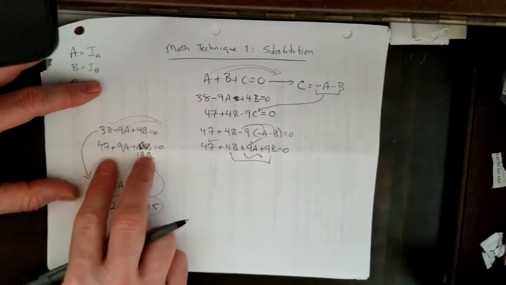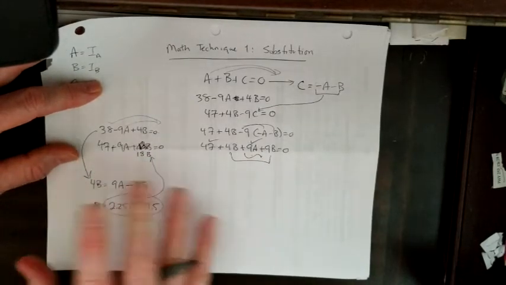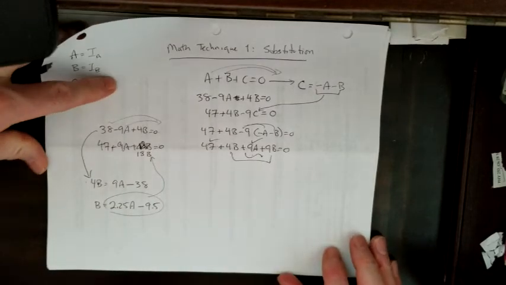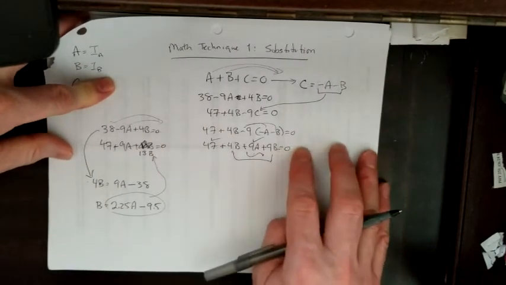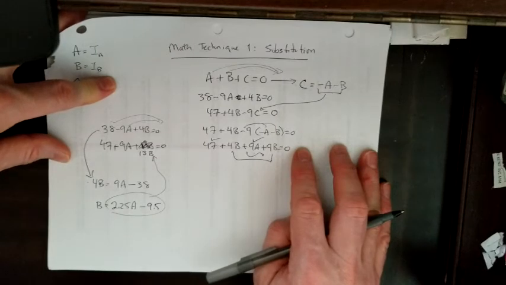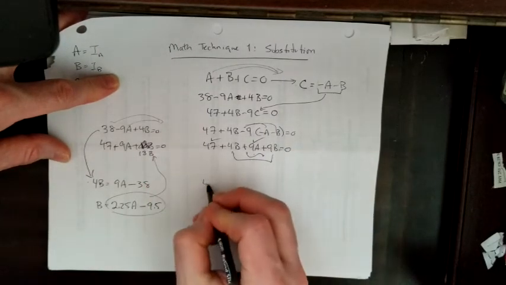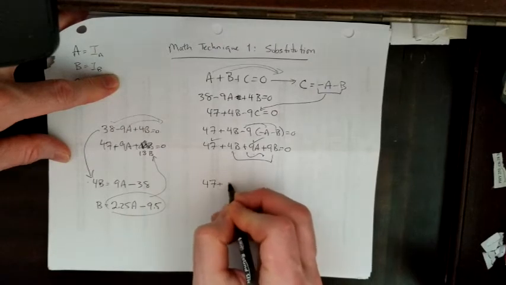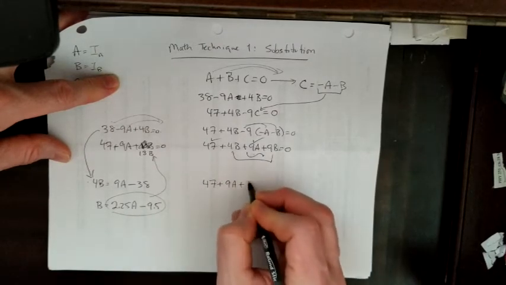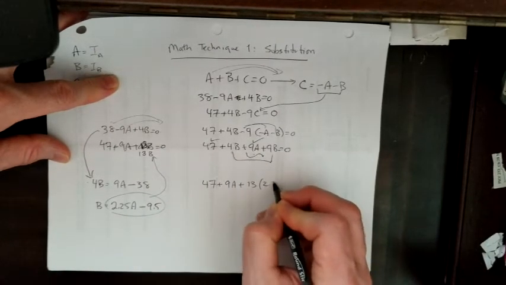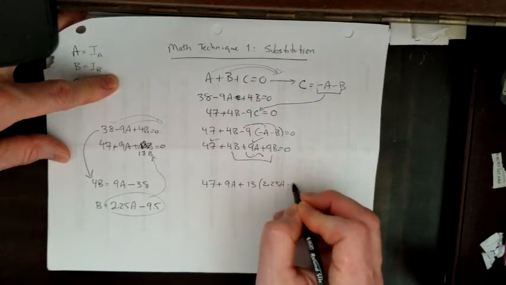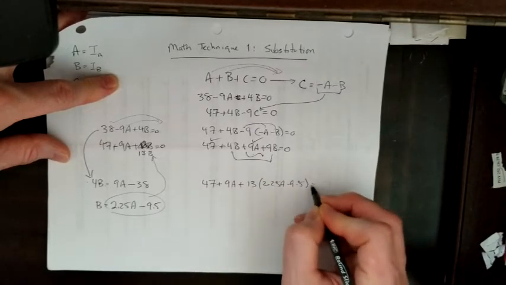Now, some of you look at this and you immediately see a shorter way of doing this. That's fine. I'm not forcing any particular technique. What I'm suggesting is learn a technique if you don't have one already and run with it. So as I plug into this one, I have 47 plus 9A plus 13 times 2.25A minus 9.5 equals 0.